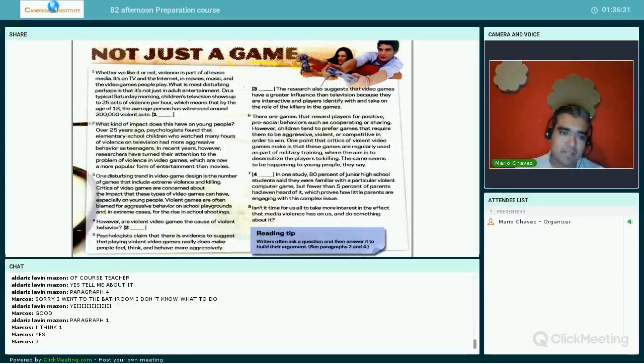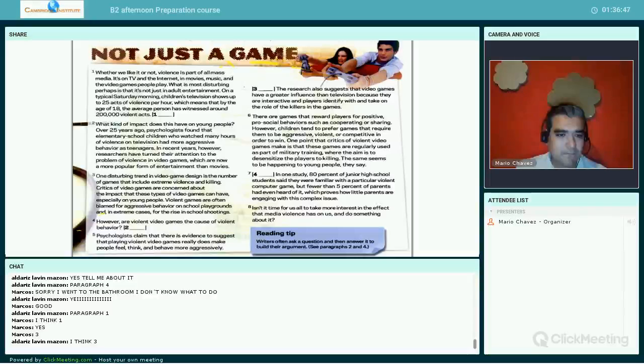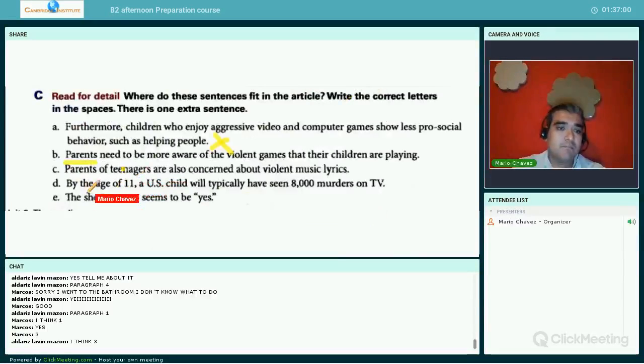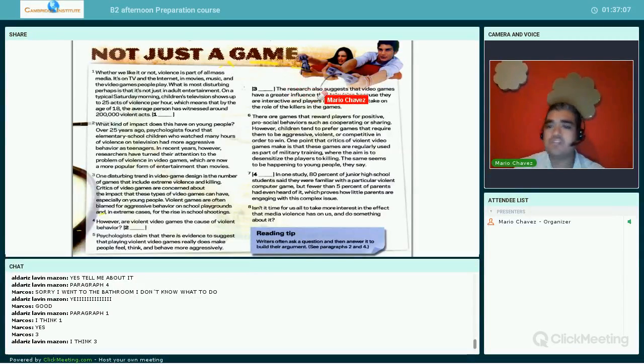Three. Marcus says three. What do you think, Miss Alderis? Two or three? Three. Yes, it's three. Very good. It's three because it says the research also suggests. So here we're saying by the age of 11, children will probably have seen that many. So it's talking about the research, and it says the research also suggests.